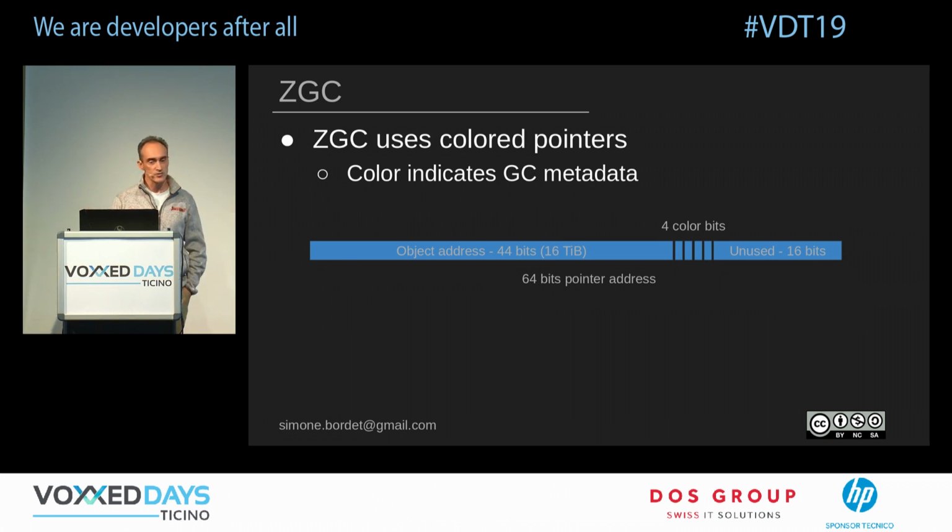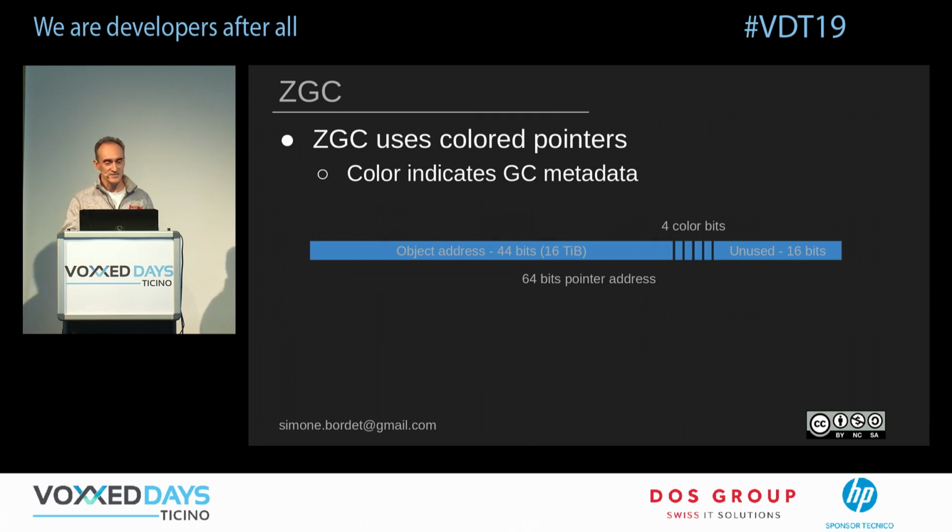But then I'm going to use 4 bits as metadata information in order to figure out whether the object that this pointer points to is a good object that I can, for example, move around, collect, or if I have to do some additional action on this object. And the other bits are just basically unused.